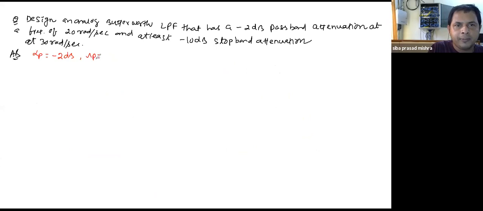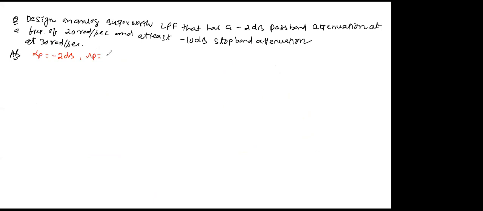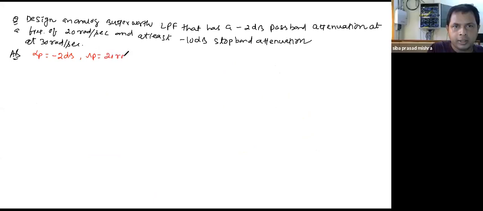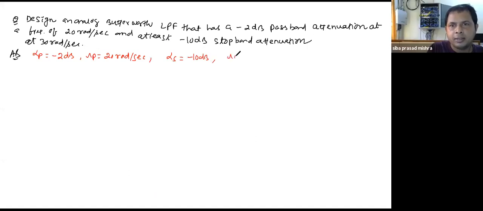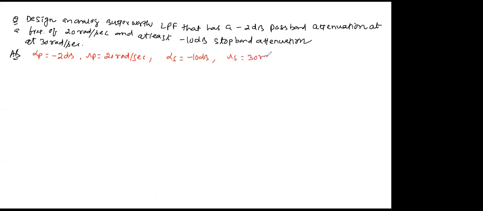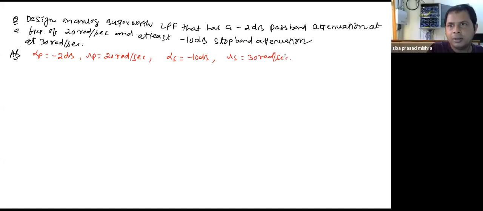Then what is omega p? 20 radian per second. What is alpha s? 10 dB. And what is omega s? 30 radian per second. Okay, use the same order formula and find the order, because we want two things: we want n, and we want omega c.